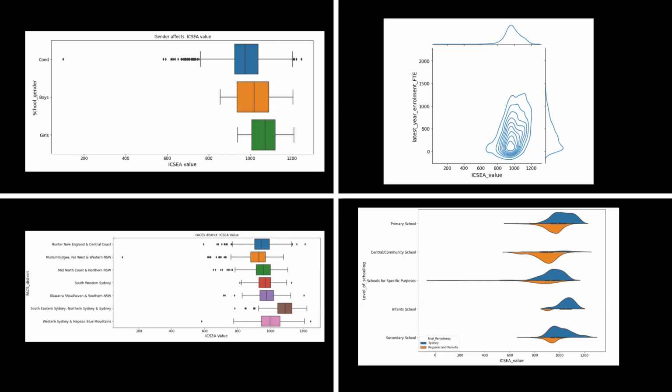And it's also shown that the enrollment of the schools is in a range of 0 to 2,500, and the level of schooling and the ICSEA value is in a range of 600 to 1,200.